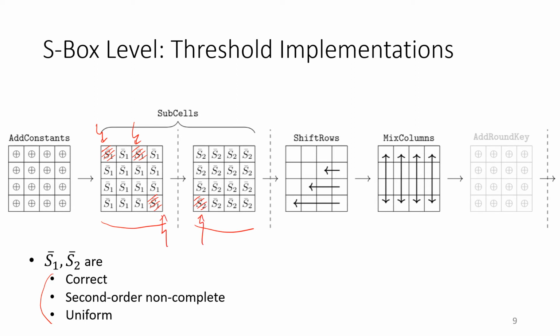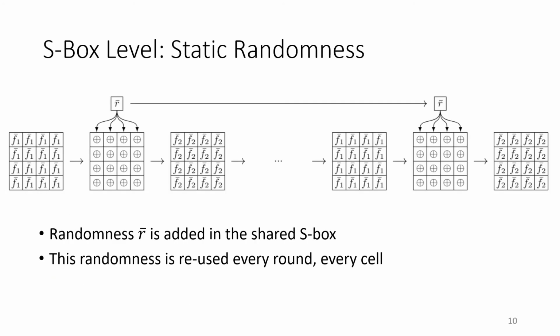In this case, this might give information on a secret value, and so we need to add randomness in between. The randomness we add in a simple way. We simply pick some random values R bar, and we add them to the S-box. And in fact, we show that we can add the same randomness to each S-box.